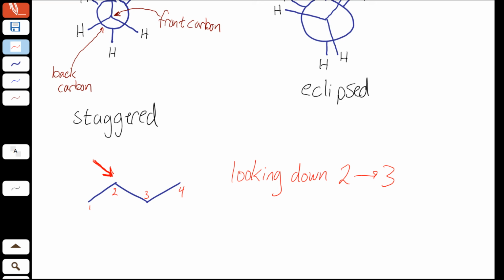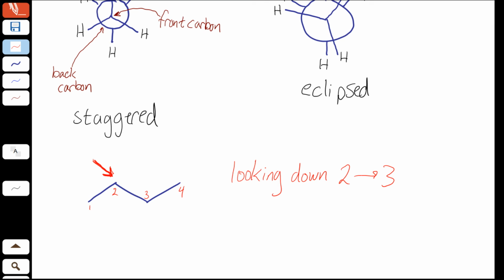Now this one, the way we have it drawn here, it's kind of staggered already. So this is where the models can be really helpful, because you can build what we had the line structure for. And then we can say, all right, we want to take this perspective looking from carbon 2 to carbon 3. So that means we're going to turn it around and look straight down this way like that. You see that? That's how we got 2 to 3, just like it is up there. So there's our structure, 2 to 3, 2 to 3.